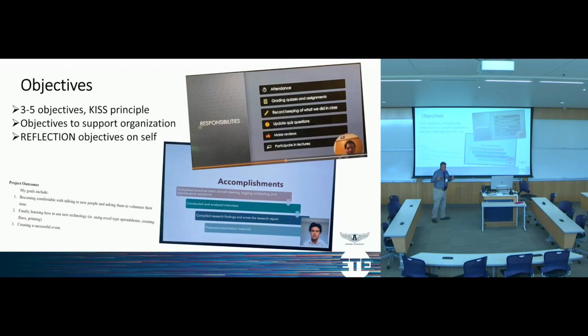So objectives, this is one of the hardest things, is sitting down to make it academic. They know what they want to do, they know how they're going to get there. We said, okay, now I'm going to make it academic. You need 3 to 5 objectives. Some give you 6, right? So responsibilities, they'll take attendance, grading, record keeping, participate in lectures. So I told them you have to teach too.